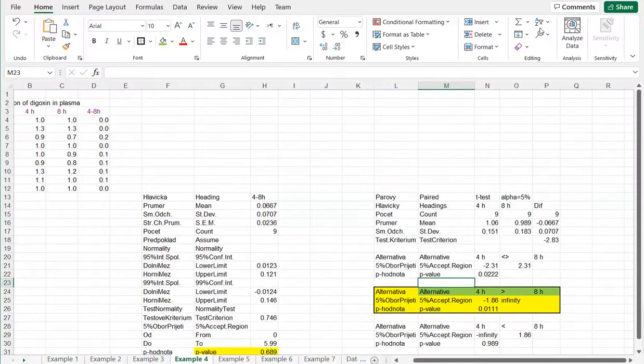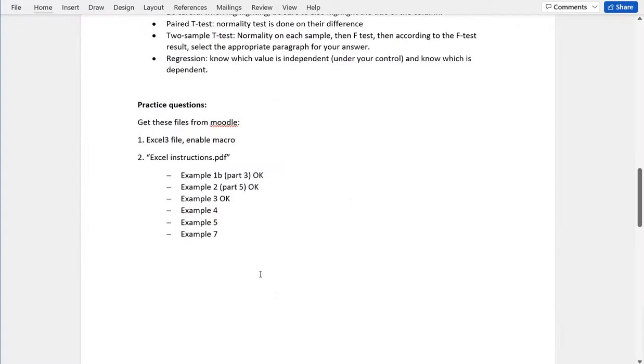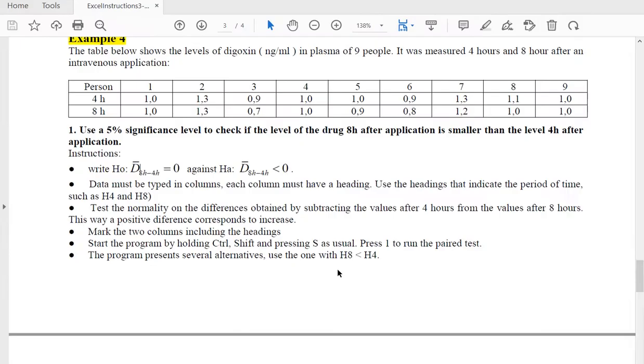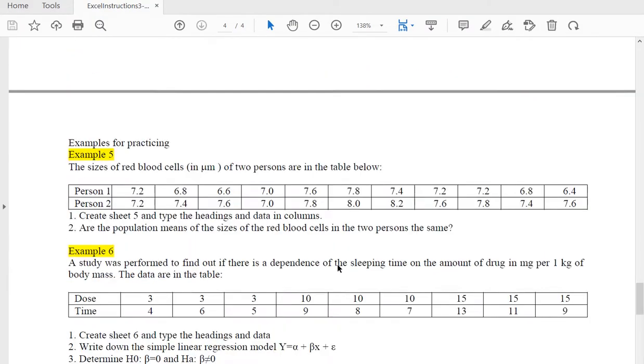Yeah, so that is our answer, and we have answered the question. So that is example 4. We are finished with it. Yeah, so that is okay. Next up, we got example 5. Right to it. Example 5.